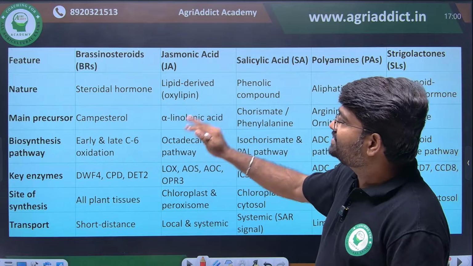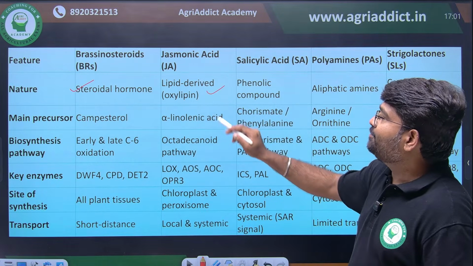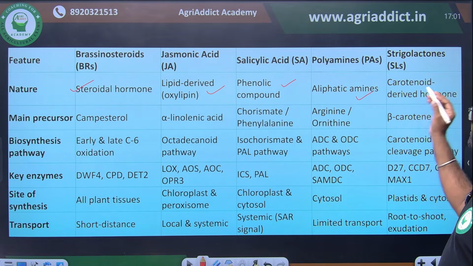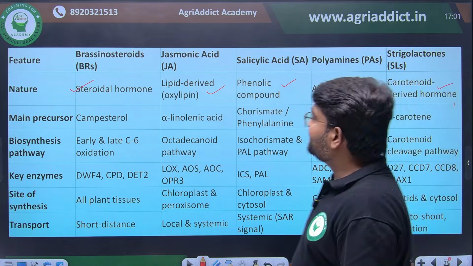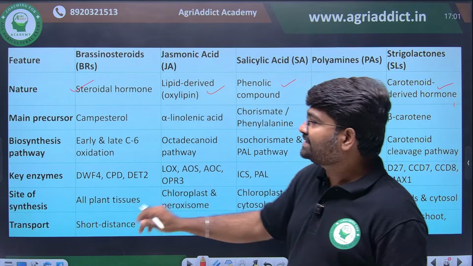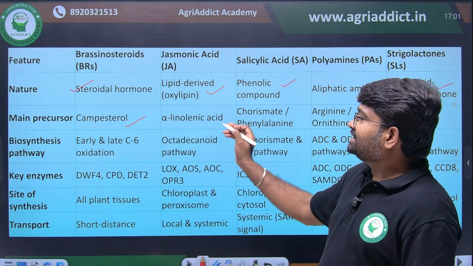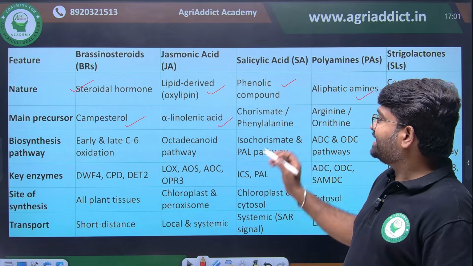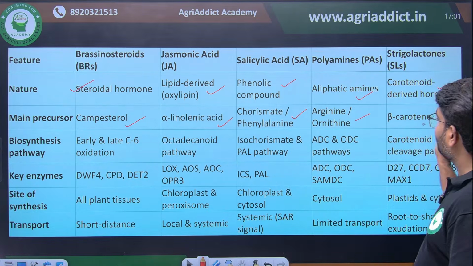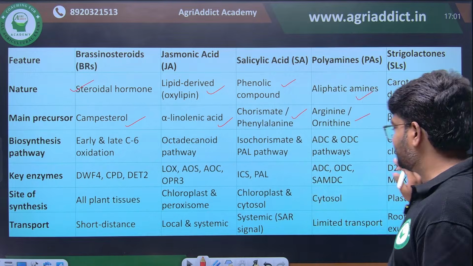If you see the differentiation, brassinosteroid is a steroidal hormone, jasmonic acid is a lipid hormone, salicylic acid is a phenolic compound, polyamine is an amine compound, and strigolactone is a carotenoid derived compound. This is highly sufficient. Then the precursor for brassinosteroid is campesterol, for jasmonic acid is alpha linolenic acid, chorismate or phenylalanine for salicylic acid, arginine and ornithine for polyamine, and beta carotene for strigolactone. This is just for your understanding.